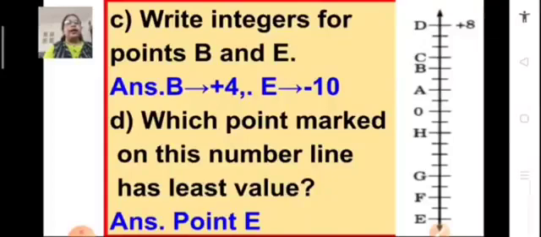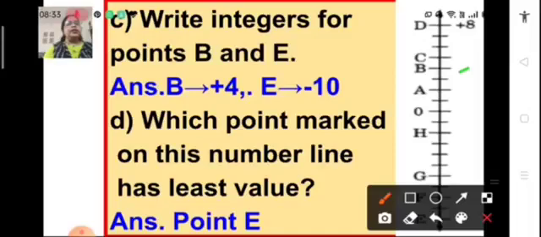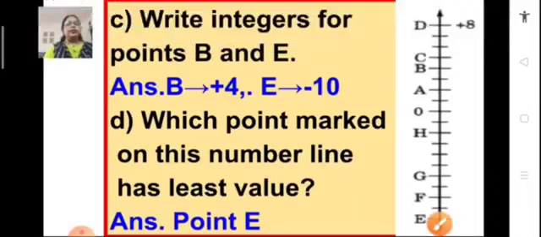C, write integers for B and E. So what will be the integers for B? Integer for B, it is 4 steps above 0 level, so it is positive 4. And E is 10 steps below 0, so it is negative 10. E is negative 10.